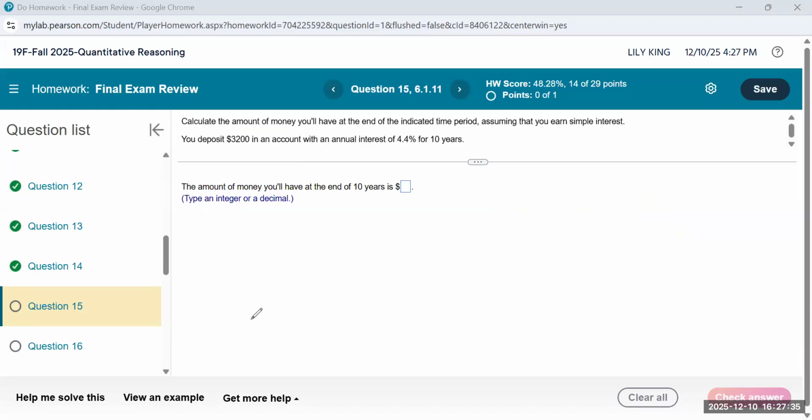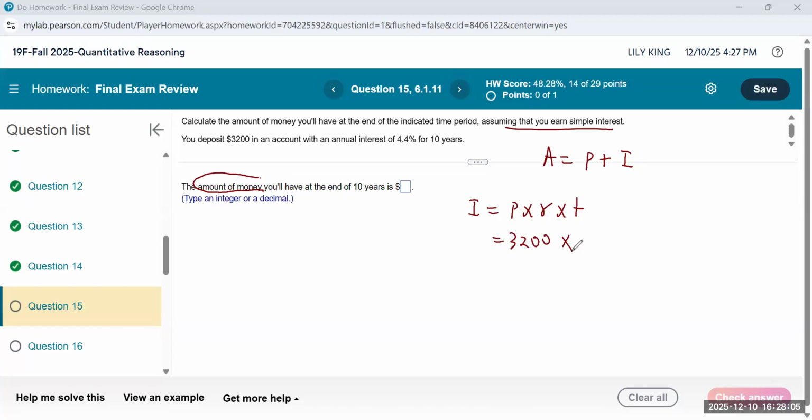Now, next question is simple interest. And here we need to find the amount of money. So we are looking at the ending balance at the end of 10 years. To find the ending balance, we need to find the interest and then add that interest back to the principal. So there are 2 steps involved. First, we need to find the simple interest, which is P times R times T. So the P, which is the principal, is 3,200.